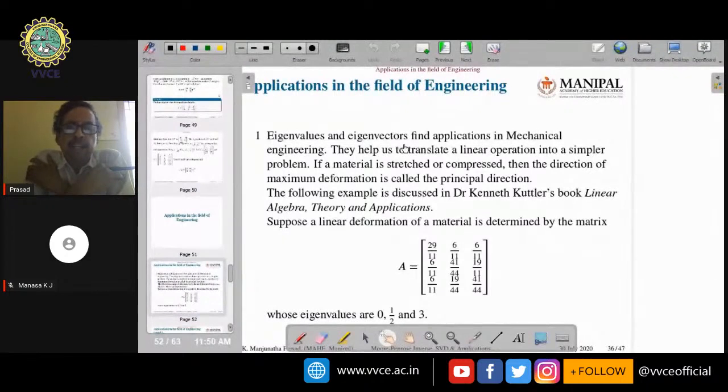Let me consider the case of eigenvalues first, and take an example from mechanical engineering. Now, consider any material that is stretched or compressed through a linear operation. I'm not going to twist it. I'm interested in this linear operation, where I stretch it or compress it. Then the direction of maximum deformation is called the principal direction. People may be interested in having this principal direction for application purposes. This example is taken from a book by Kenneth Hoffman. The title of the book is Linear Algebra Theory and Applications.